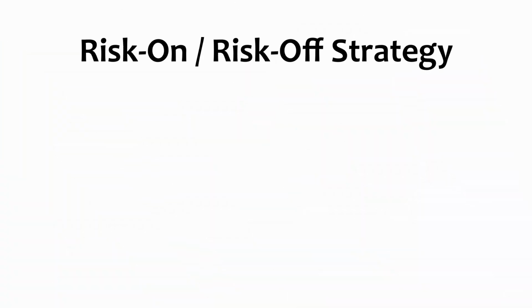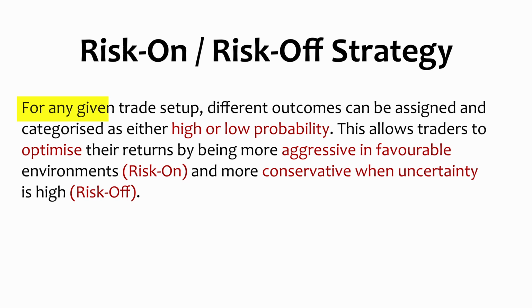The first risk management approach I'll be discussing is the risk on, risk off strategy. This strategy states the following. For any given trade setup, different outcomes can be assigned and categorized as either high or low probability. This allows traders to optimize their returns by being more aggressive in favorable environments and more conservative when uncertainty is high. Let's break this down to better understand what it means.